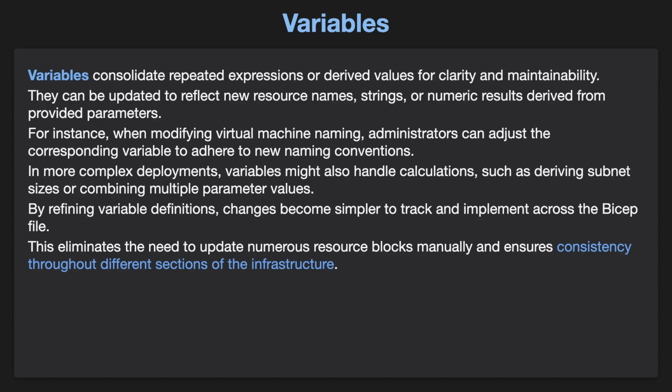In more complex deployments, variables might also handle calculations, such as deriving subnet sizes or combining multiple parameter values. By refining variable definitions, changes become simpler to track and implement across the Bicep file. This eliminates the need to update numerous resource blocks manually and ensures consistency throughout different sections of the infrastructure.